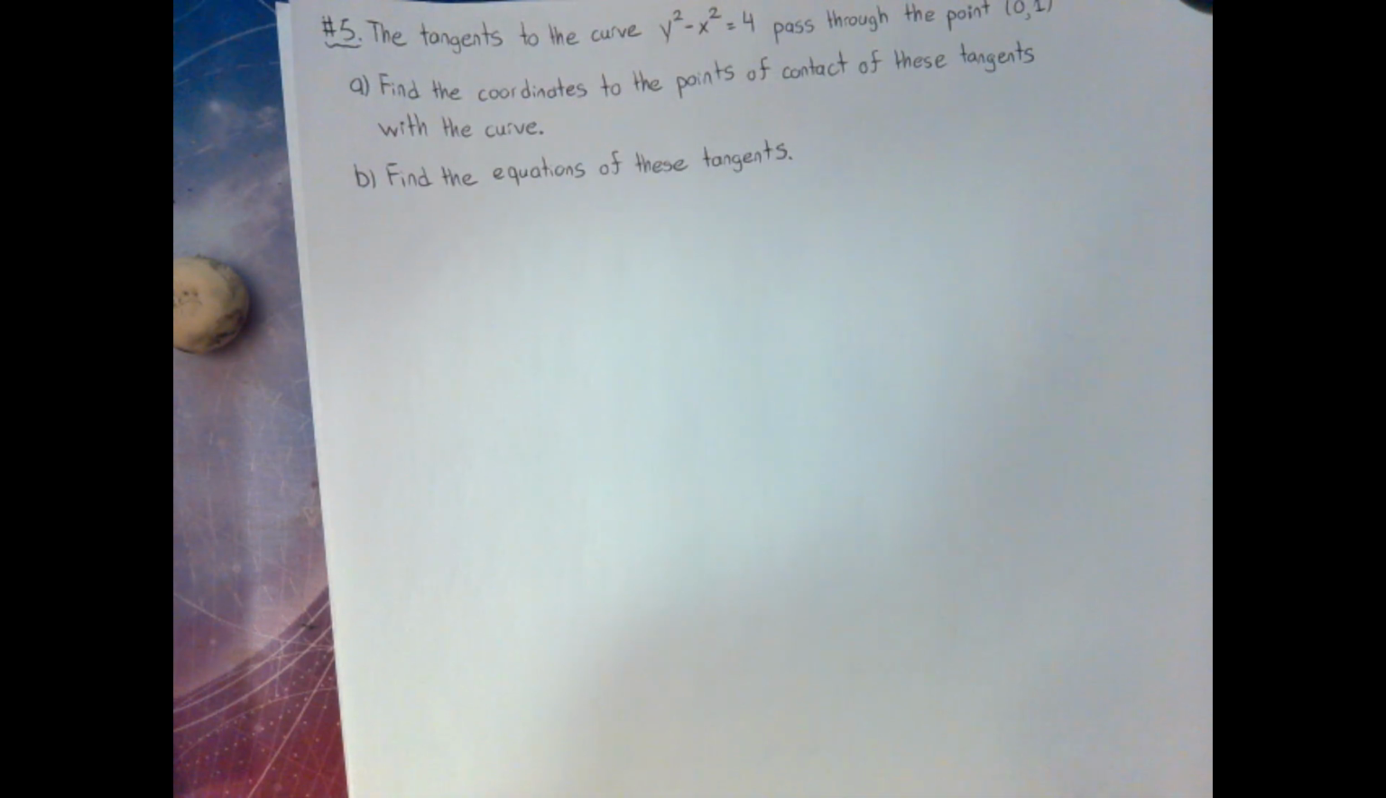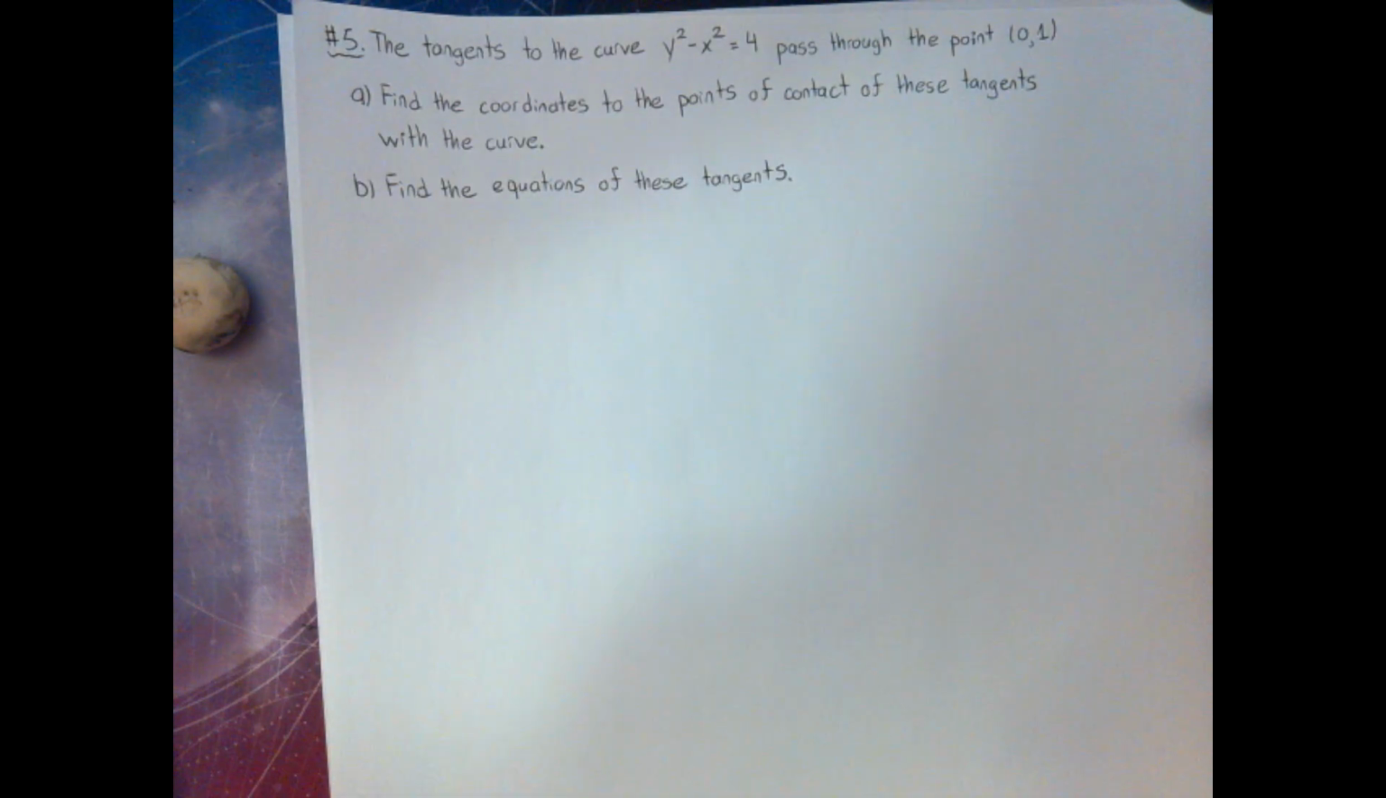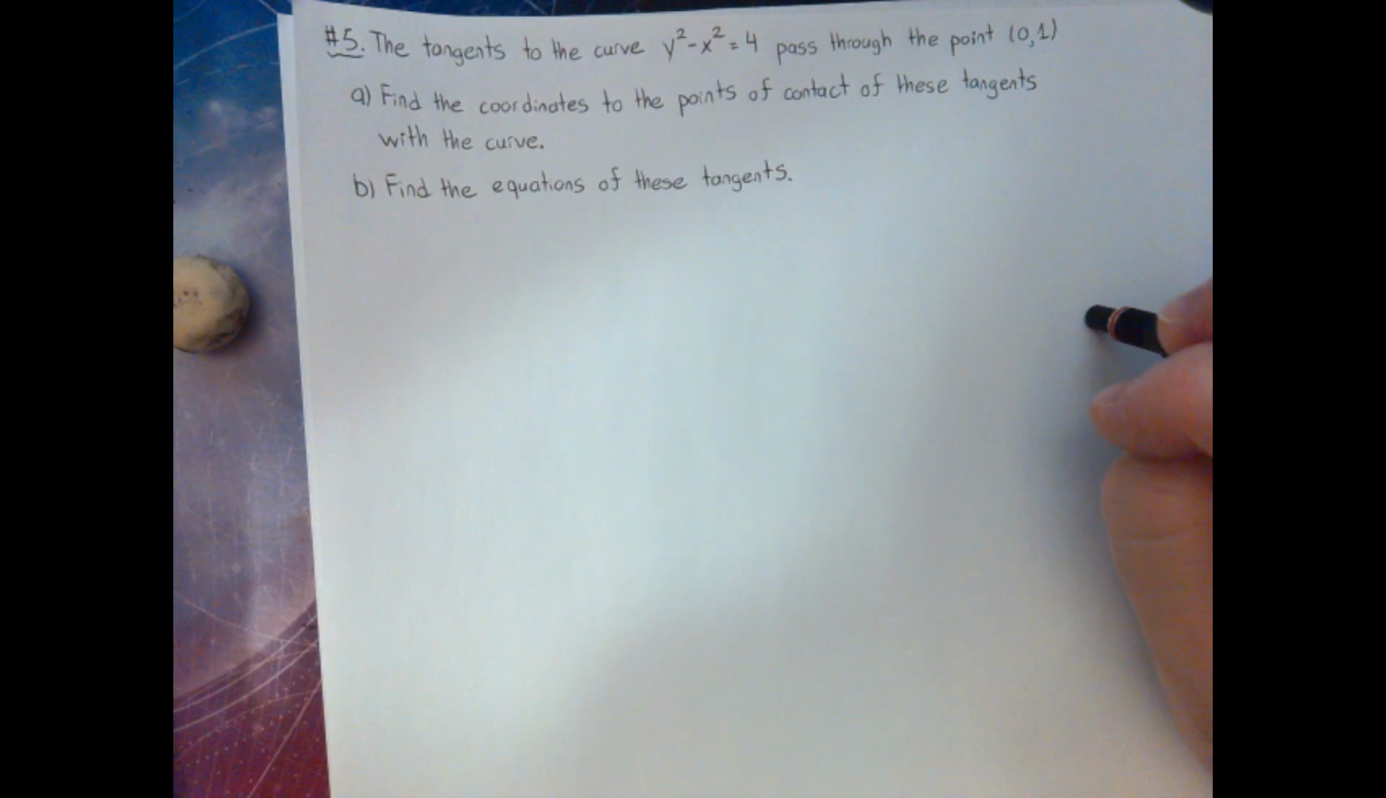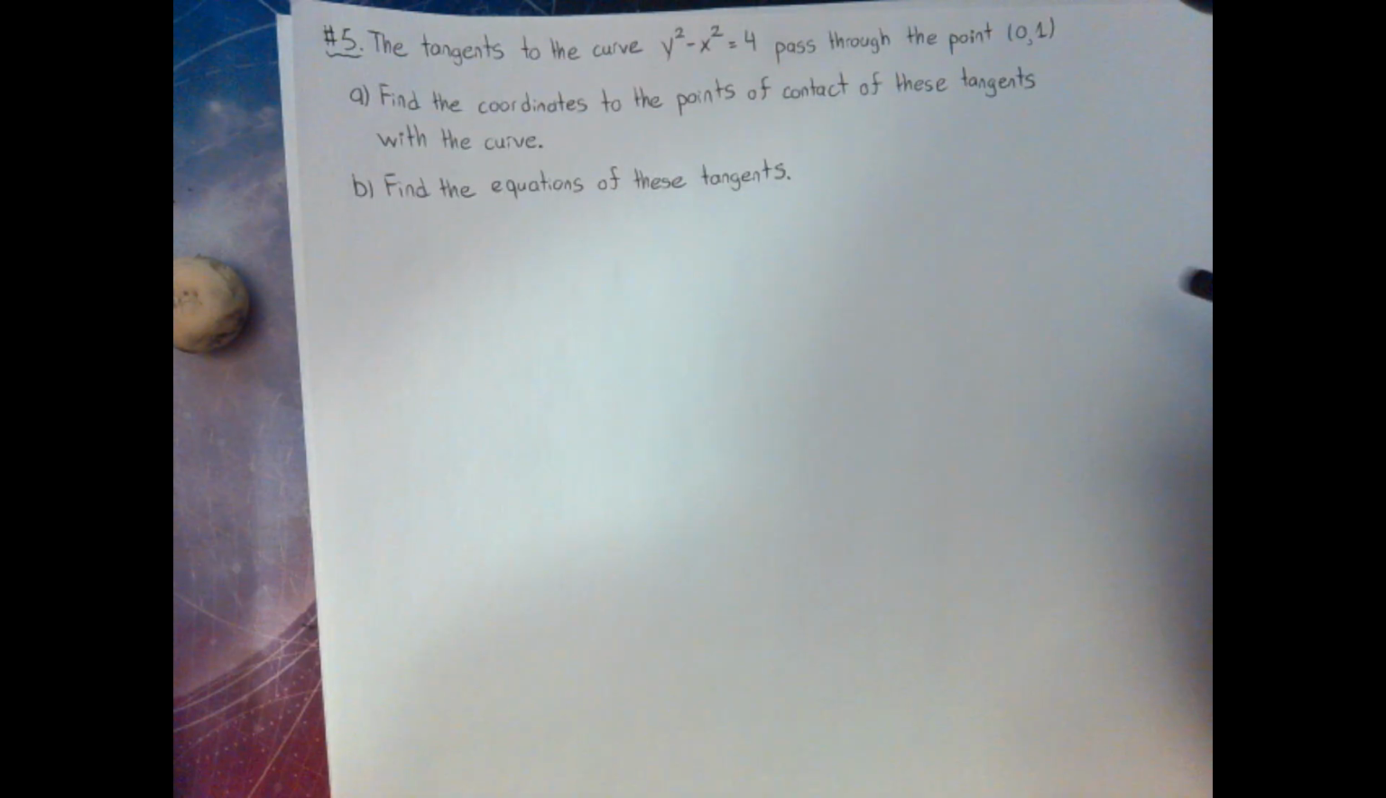Okay, so now we're going to move on to number 5. It reads, the tangents to the curve y squared minus x squared is equal to 4 pass through the point (0, 1). Find the coordinates of the points of contact of these tangents with the curve, and then finally find the equations of these tangents.